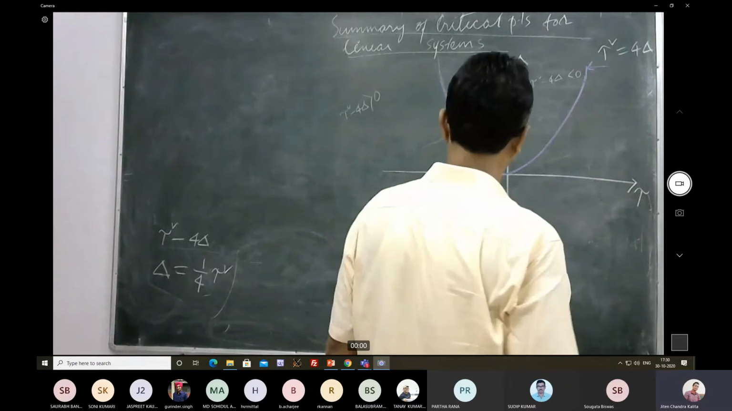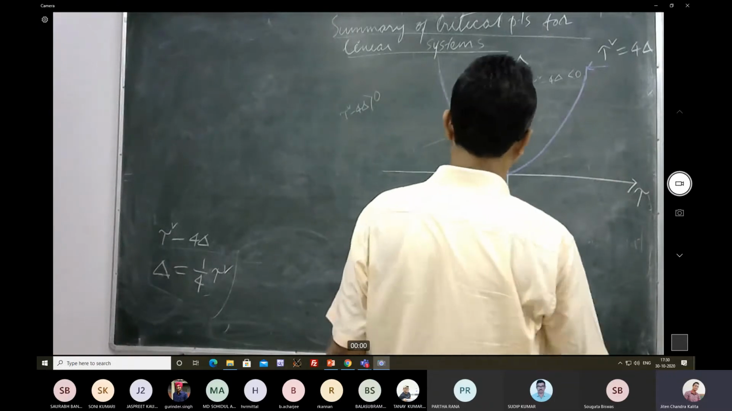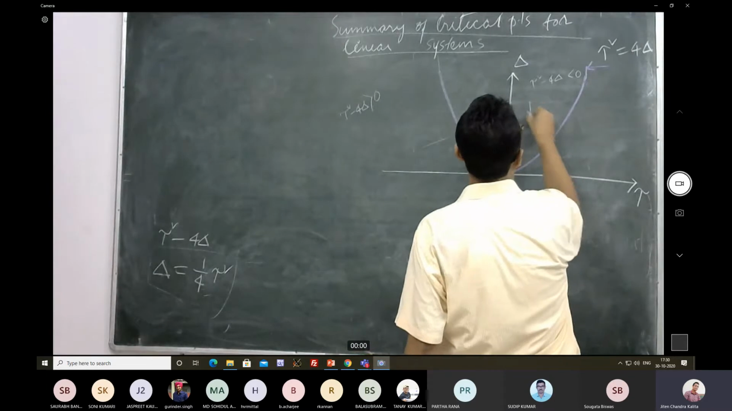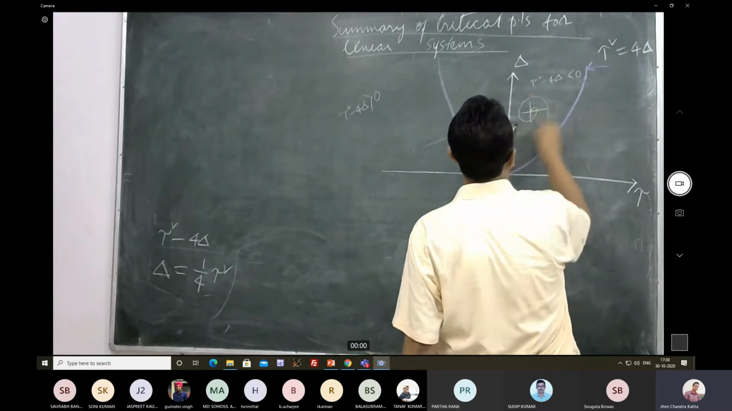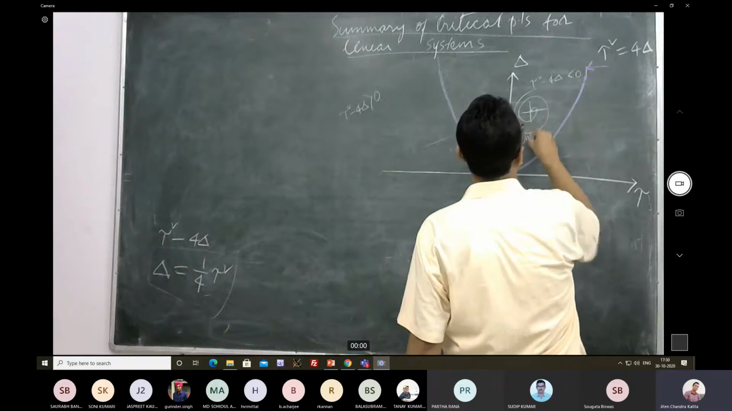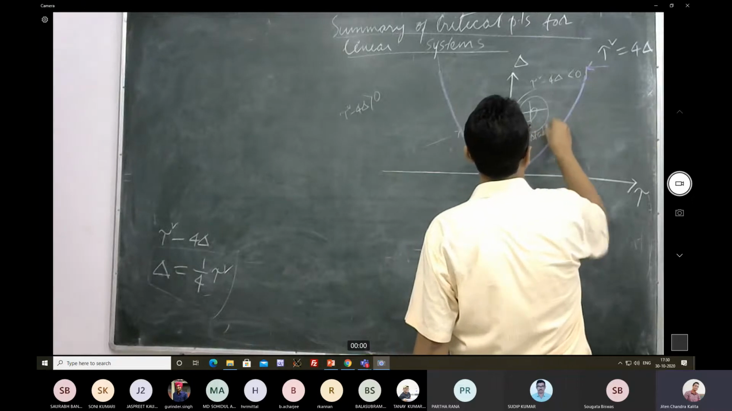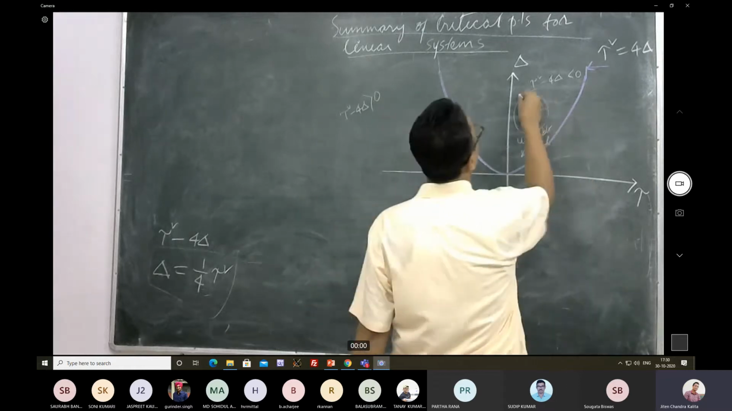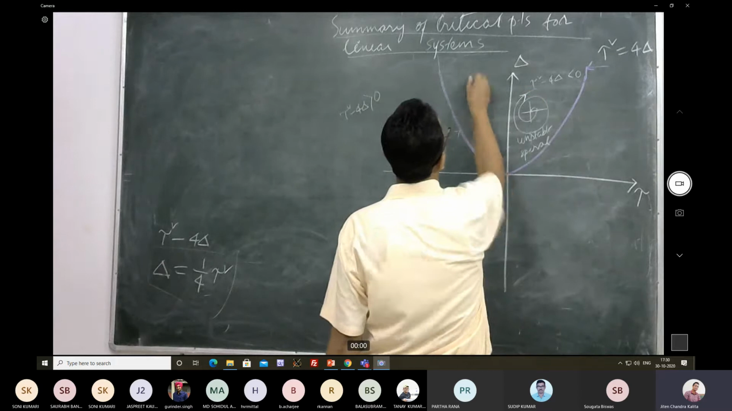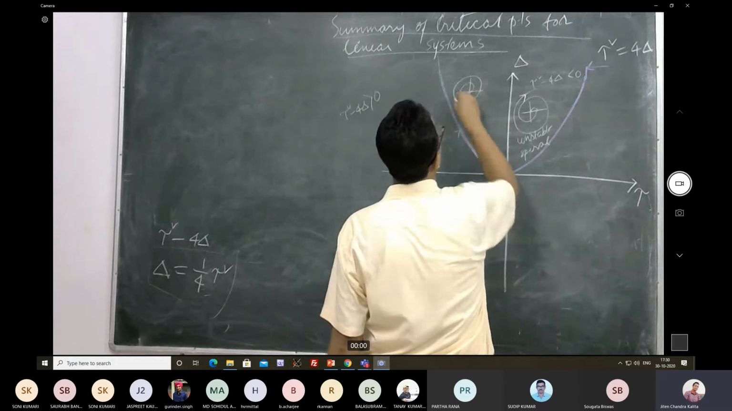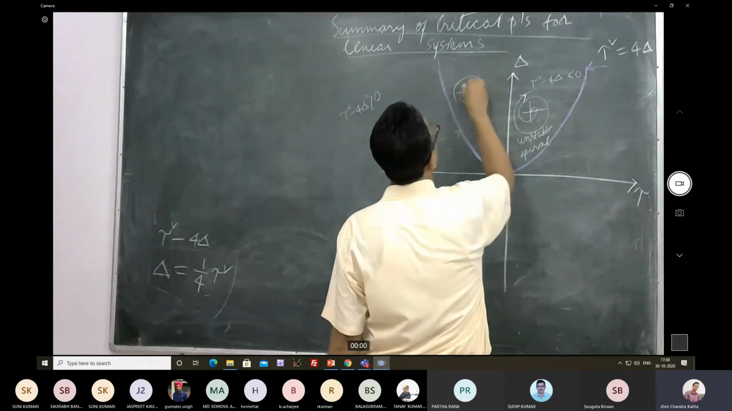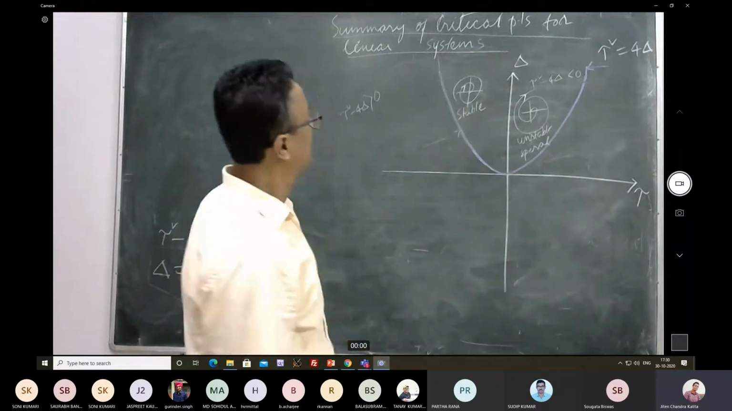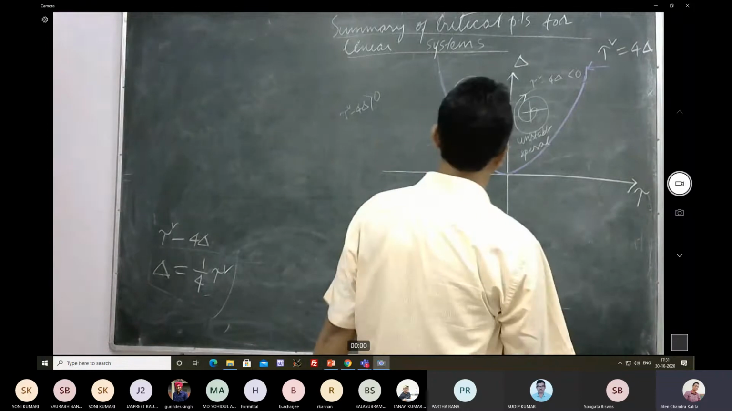So now let us see what is happening. In this portion we are going to get unstable spiral. So it is going to be something like that. And here in this portion we are going to get stable spiral. It is going to move towards the stable spiral.